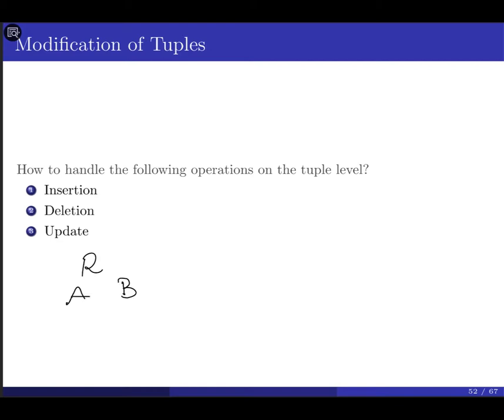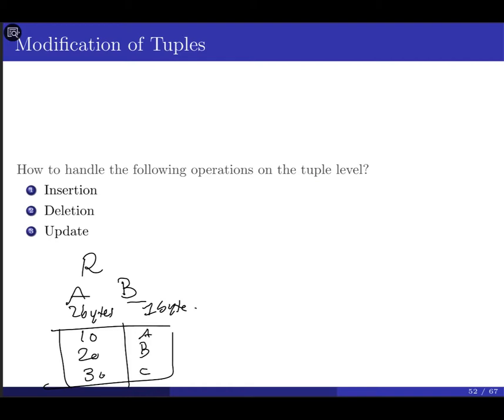Attribute A is, for example, 2 bytes, and B maybe 1 byte. Assume that the values we have are, for example, 10 for A, 20 for B, 30 for C. This is the data that we have in my relation. Then I want to show you how the row-oriented storage looks. Assume that we can store 6 bytes in each page, without the page header and the tuple header, okay?